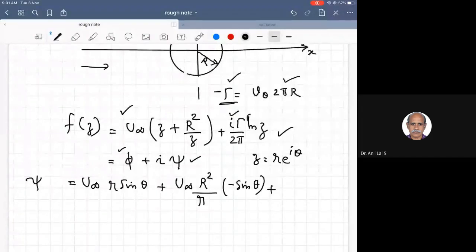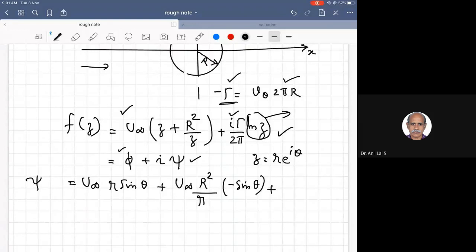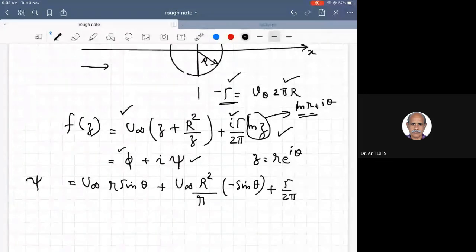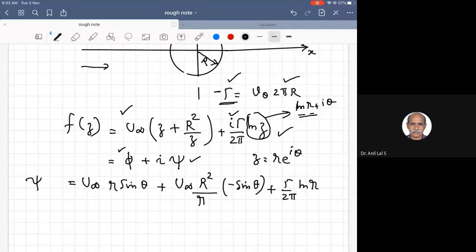So you look at log z. Since the i is already there, what is the real part of log z? When z is r e raised to i theta, log z is log r plus i theta. So the real part is log r, and that real part will be multiplied with i. That gives the imaginary part for F(z). So it is going to be gamma by 2 pi log r. So this is the psi as a function of r and theta.